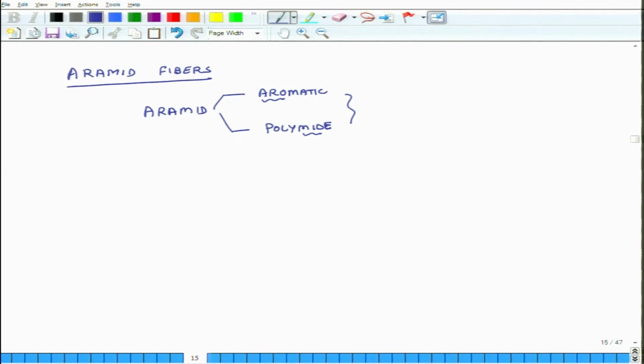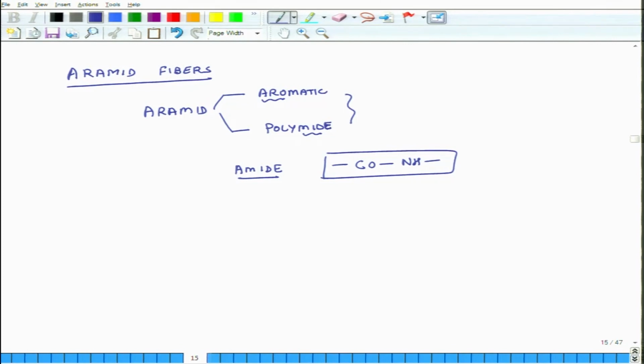So, what is amide? Amide unit, what does it look like? It looks like this. So, CO dash NH dash. This is an amide unit.